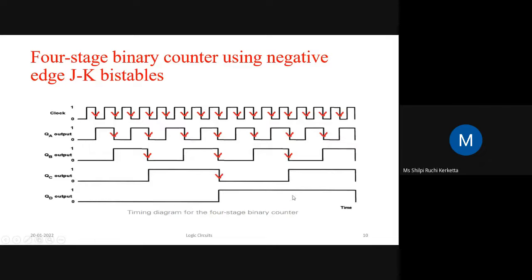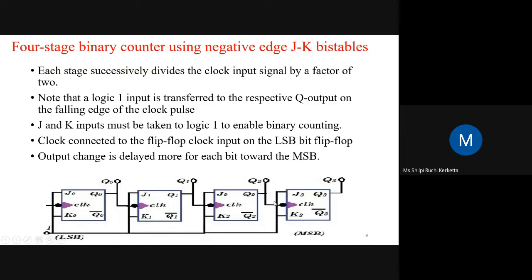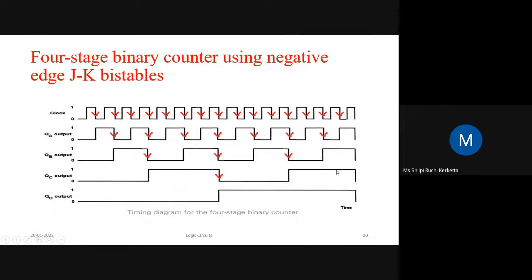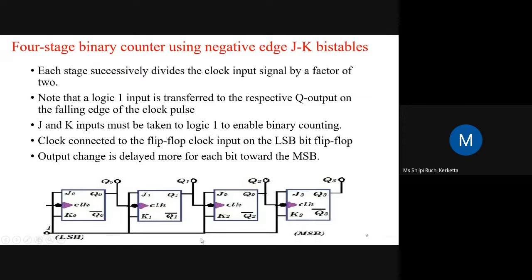And for this fourth part, the output from the third flip-flop is the input to this clock. So this is the clock for the fourth one, and it changes whenever we get a negative edge. Okay, so this is how we are constructing this 4-bit counter. The theory will be the same. Each stage successively divides the clock input signal by a factor of 2, because it is delaying every time.